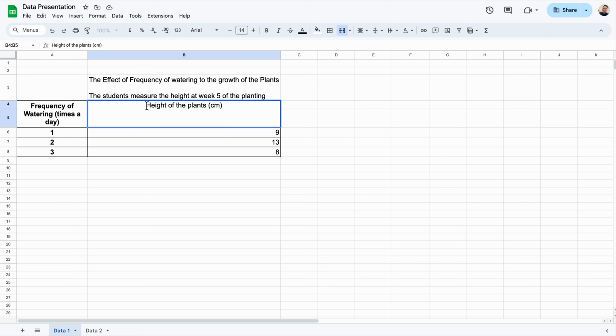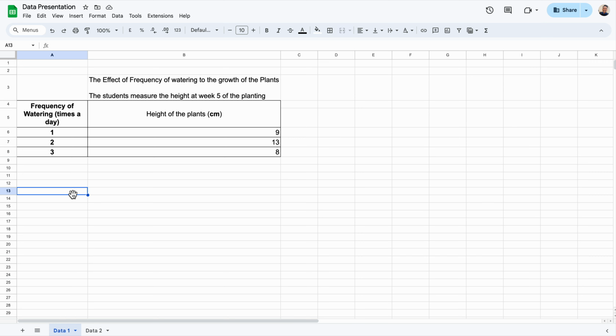The dependent variable is also written after that, height of the plants, and here, centimeters. It is very important to specify the unit. The 9 here means 9 centimeters, so you don't need to write 9 cm and then 13 cm like that, because that's not effective. What we want is the most effective way: just write the value or number, but put the unit, centimeter, in the heading. Remember that, whatever you do, put the heading appropriately.